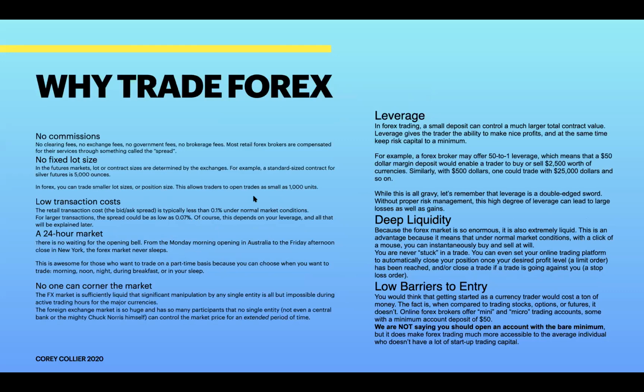There's no fixed lot size. In the futures market, the lot or the contract size is determined by the exchanges. For example, a standard size contract for silver futures is 5,000 ounces. In Forex, you can trade smaller lot sizes or position sizes. That allows traders to open trades with as small as 100,000 units. So could you imagine having, that's crazy. That's crazy.